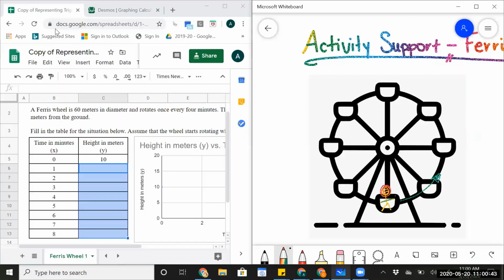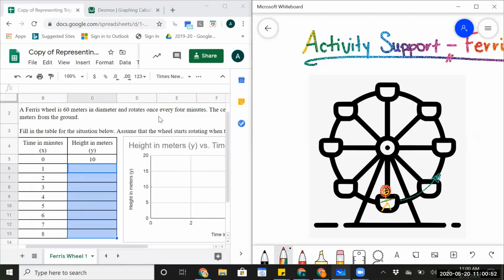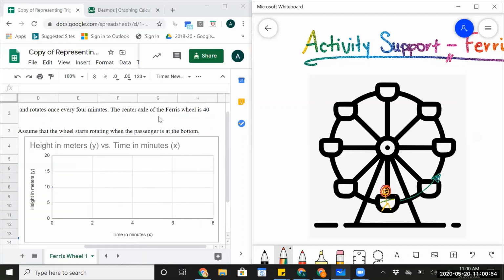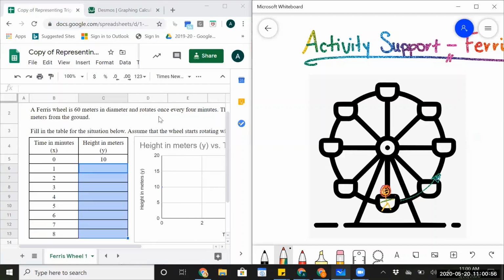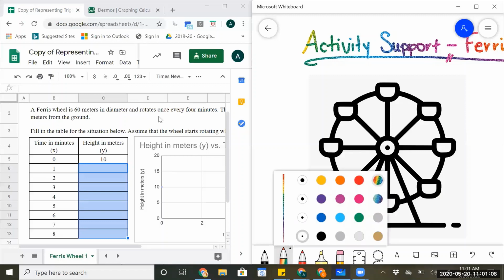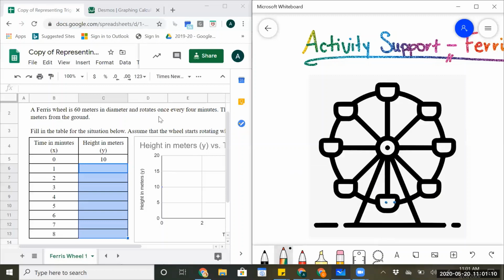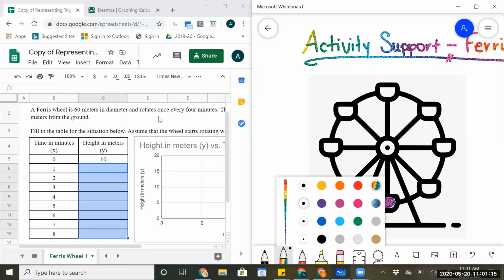All right, so let's read the scenario together. A Ferris wheel is 60 meters in diameter and rotates once every 4 minutes. The center axle of the Ferris wheel is 40 meters from the ground. All right, so let's diagram this. I always like a good picture when we're working with things like this. And again, a reminder, we are starting in this box. That's our start.